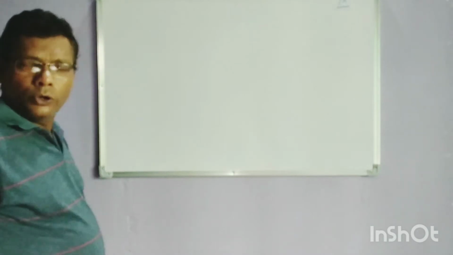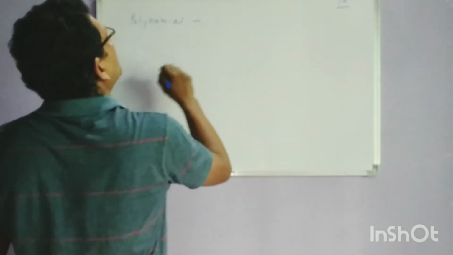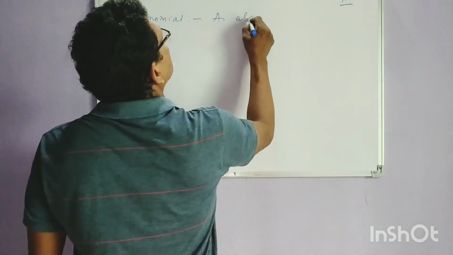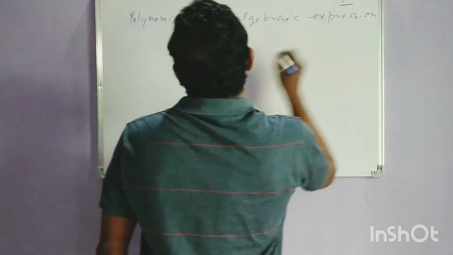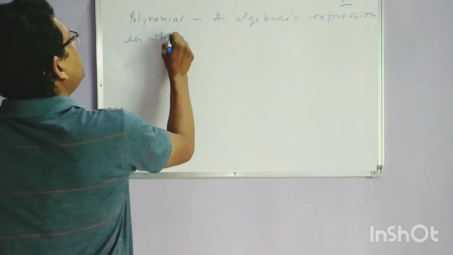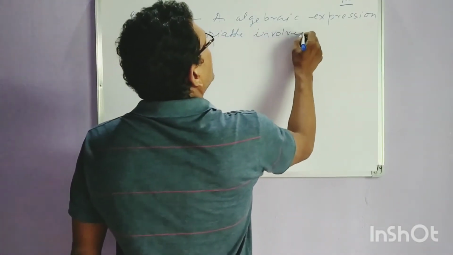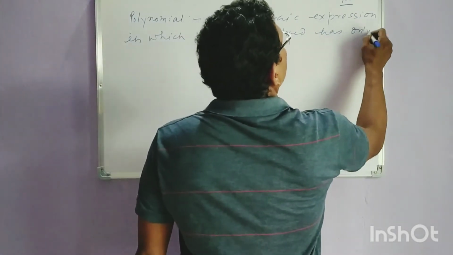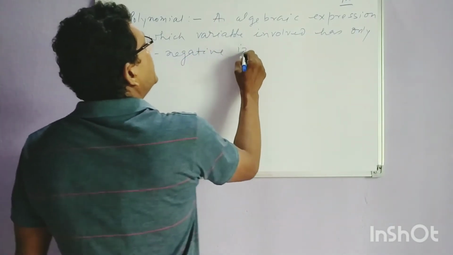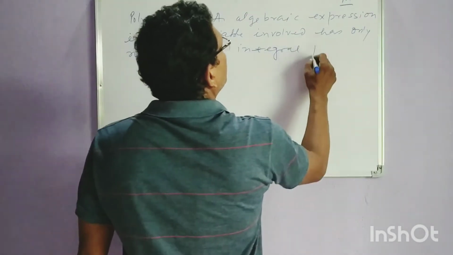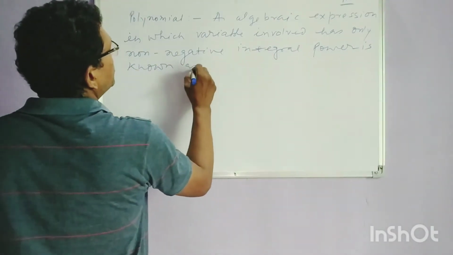Now I am going to define polynomial. Polynomial: an algebraic expression in which the variable involved has only non-negative integral power is known as polynomial.